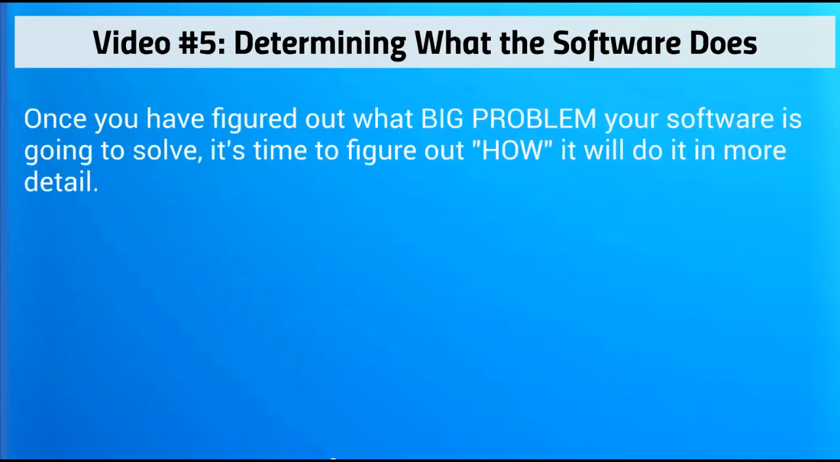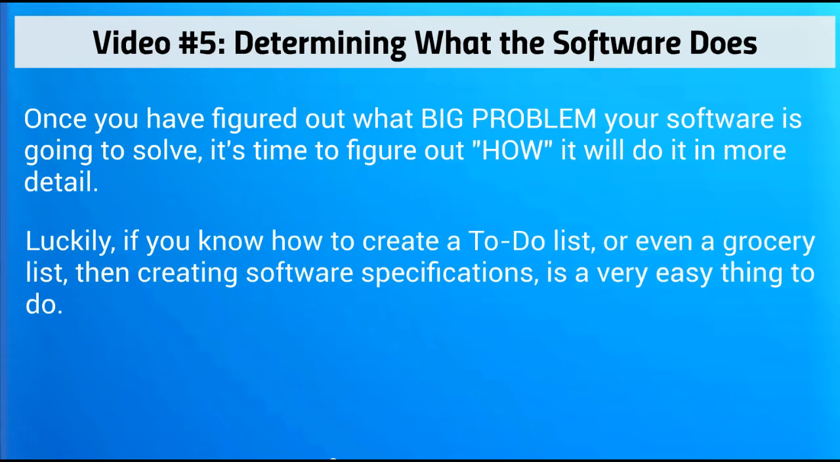So once you figured out what the big problem is going to solve, it's time to figure out how it will do it in more detail. In the previous video, we figured out what the solution was, basically how frustrated your consumer would be with the problem and how happy they would be with the problem solved. So now we need to dig deeper and create what we call a to-do list.